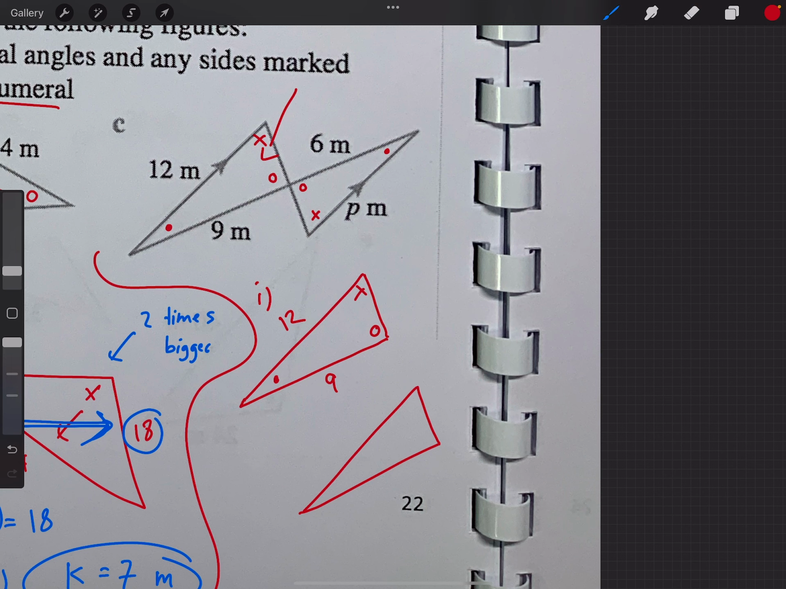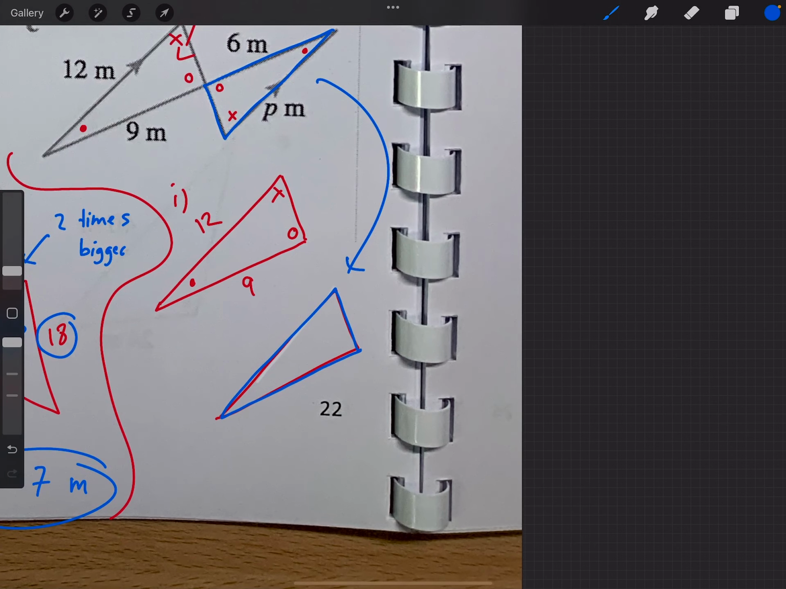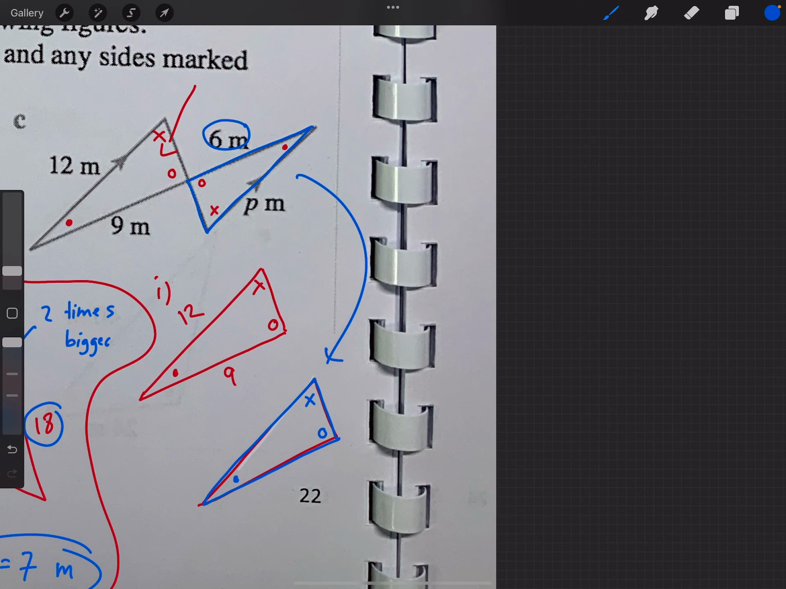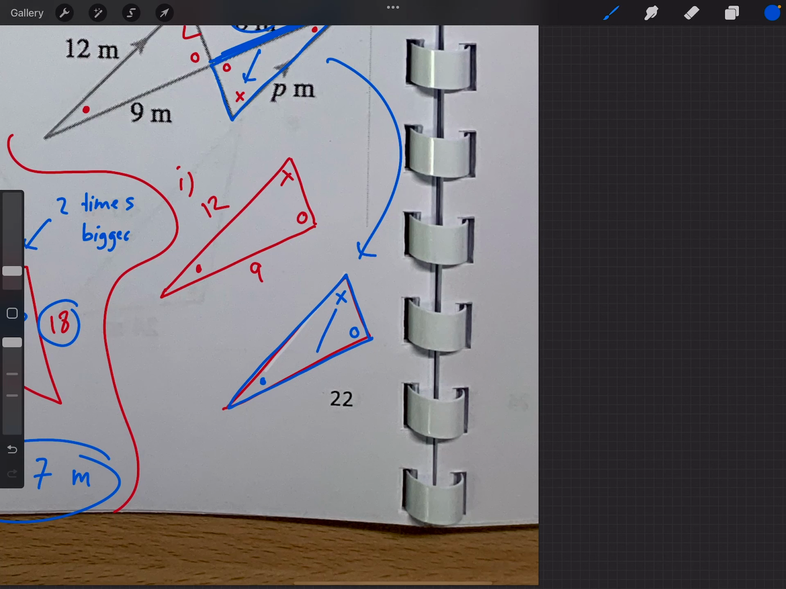Okay, so I'm going to do this triangle maybe in blue. Okay, so that's that one there. Alright, so let's see. We want the circle to be there, and we want the X to be there, and we want the dot to be there. Now let's have a look. The length 6 here is opposite the cross. So opposite the cross would be this length here, which is 6. So that should be 6.